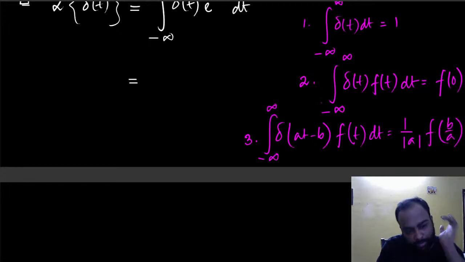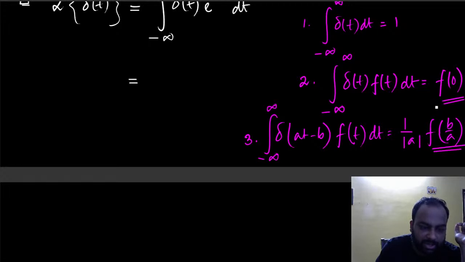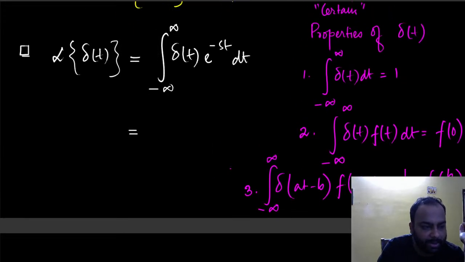And for property 2 and property 3, the only condition that this signal ft has to satisfy for property 2 to be true is that ft should be continuous at t equal to 0. And for this one, the only condition that ft needs to satisfy is continuity at t equal to b by a. So actually what I mean is that this value must exist. So the signal should be continuous at those 2 points. So essentially like that. All right. So these three are some useful properties of Dirac delta.